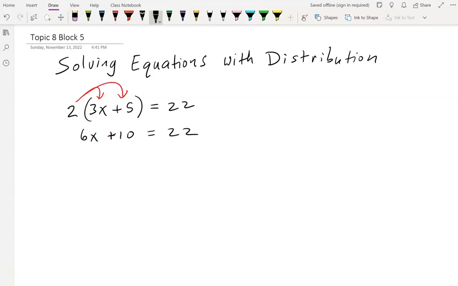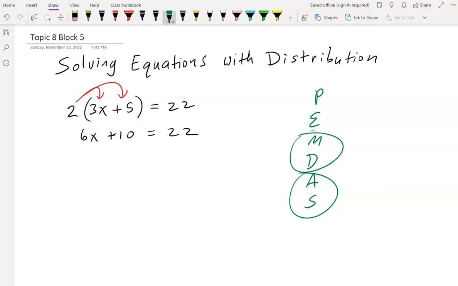And now we are ready to start solving this equation. It looks just like a regular two-step equation now. Now, please remember that when we are solving equations, we are using PEMDAS in reverse order. We are going to undo any addition or subtraction first. Then we will undo any multiplication or division. And then we will undo anything that's in parentheses after that. But there shouldn't be anything in parentheses because we've used the distributive property. Okay, remember, this is what we do to solve equations. We use inverse operations, and we use the order of operations in reverse.